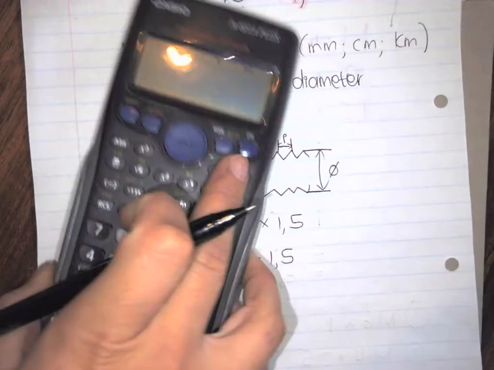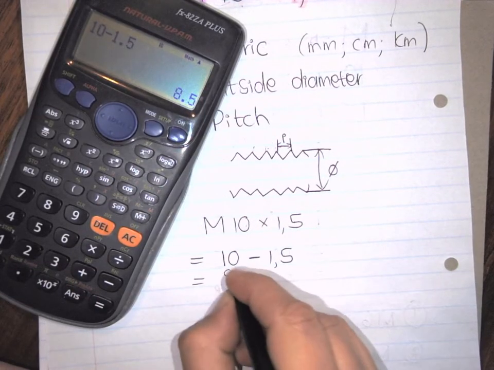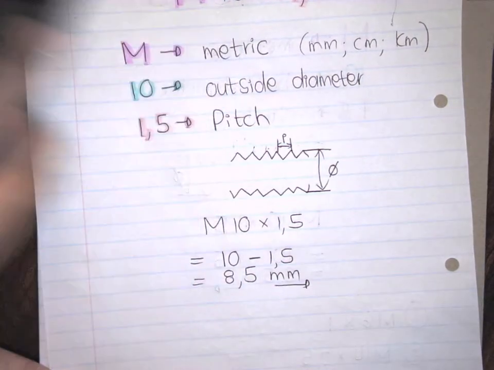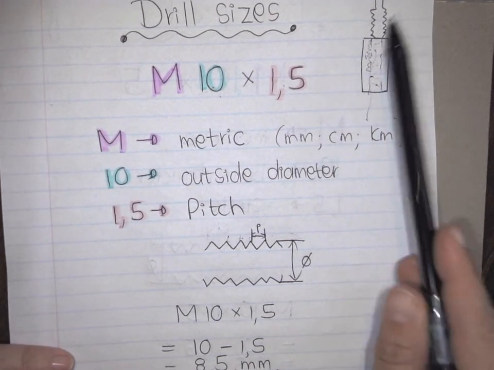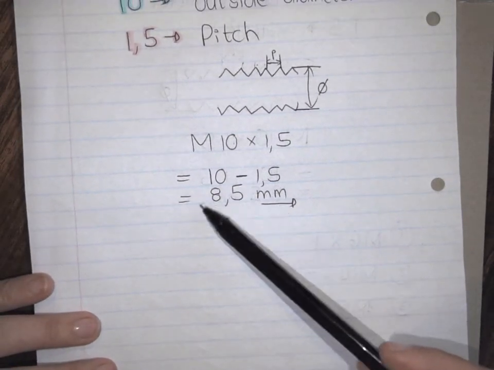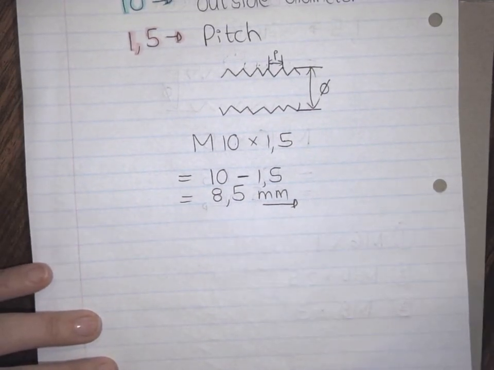And if you go put it in your calculator, 10 minus 1.5, it's going to give us 8.5 millimeters. So that is the size of the drill bit that you're going to use to cut on the insides to be able to tap your workpiece then. 8.5 or anything close to that. Just don't use bigger, rather smaller than bigger.